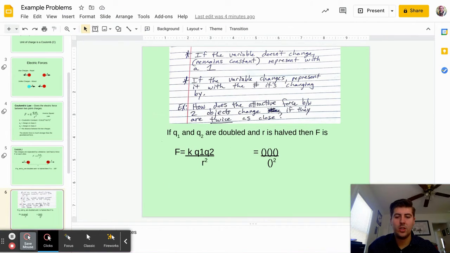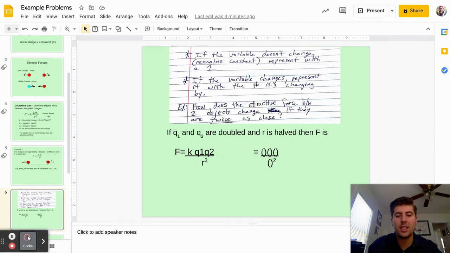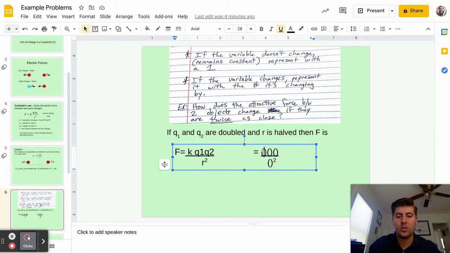Okay, so like I said before, if Q1 and Q2 are doubled and R is halved, then F is what? Q1 and Q2 we know are doubled. K is pretty much always going to be 1. The constant will basically never change. So we're going to represent K with a 1. We're going to represent Q1 and Q2, since they're both doubled, with 2's. And then R is halved, so we're going to represent R with a 1/2.